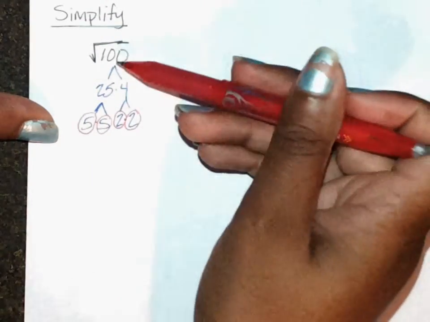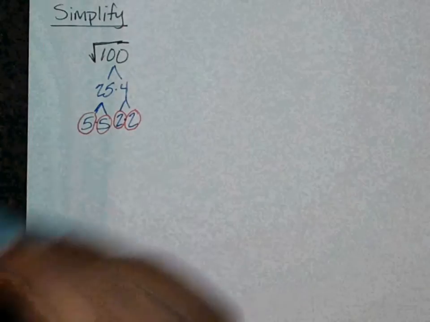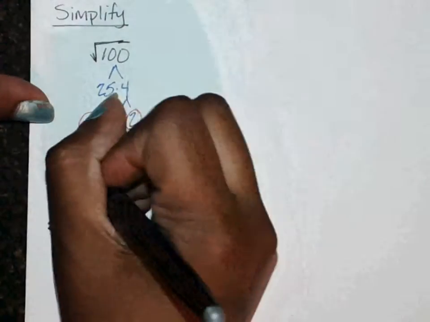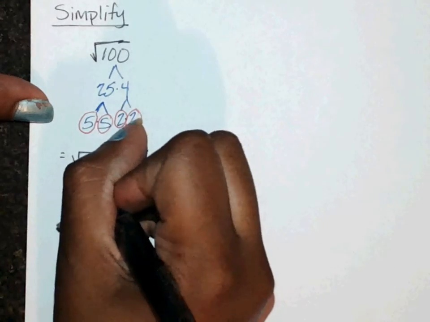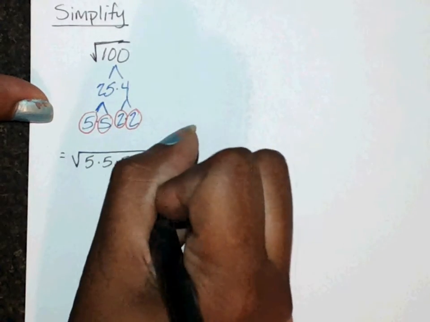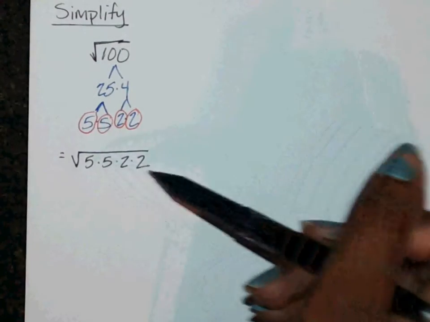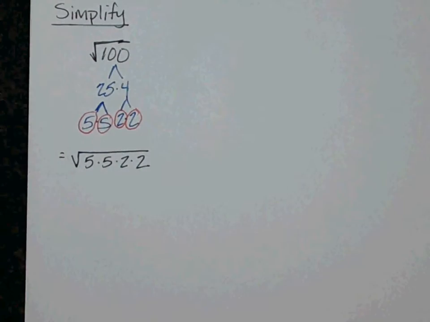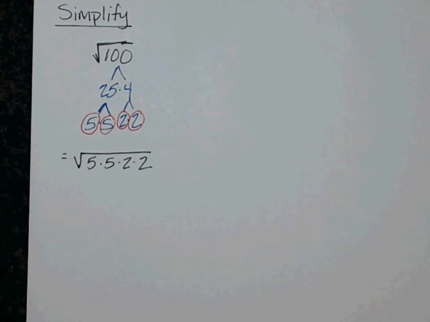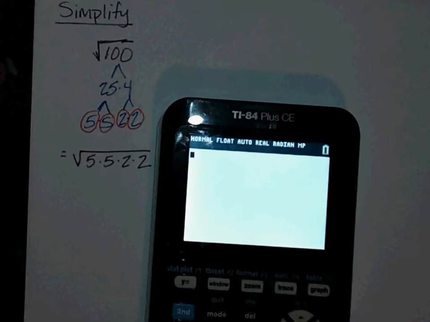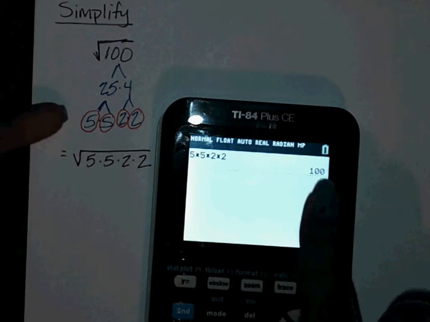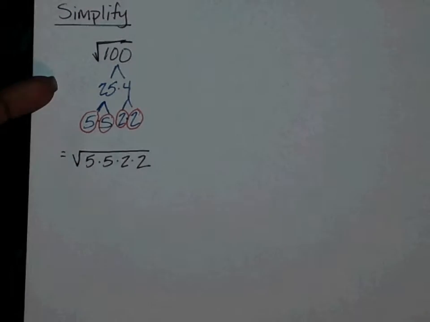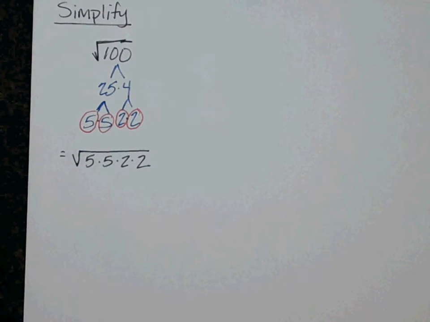So now that I know all the prime factors of 100, I'm going to rewrite the square root of 100 as the square root of 5 times 5 times 2 times 2. That is 100 in prime factorization form. If I was to take my calculator and actually multiply 5 times 5 times 2 times 2, I'll get 100, which is what I started with. That's how you can check yourself to make sure you really do have it in prime factorization form.